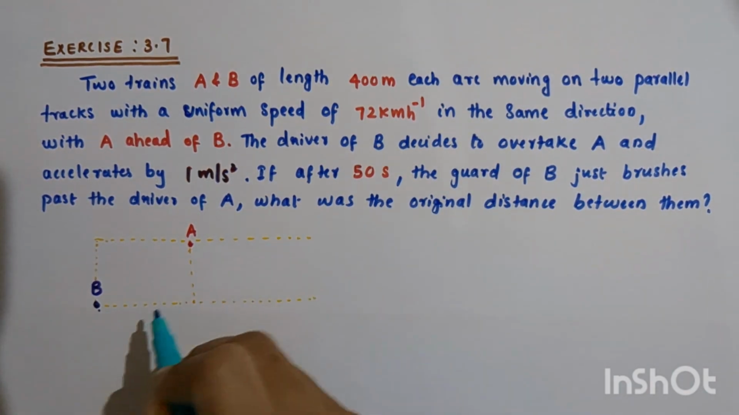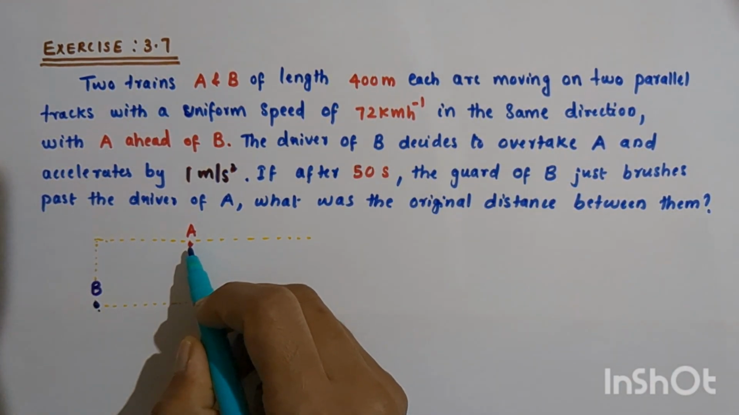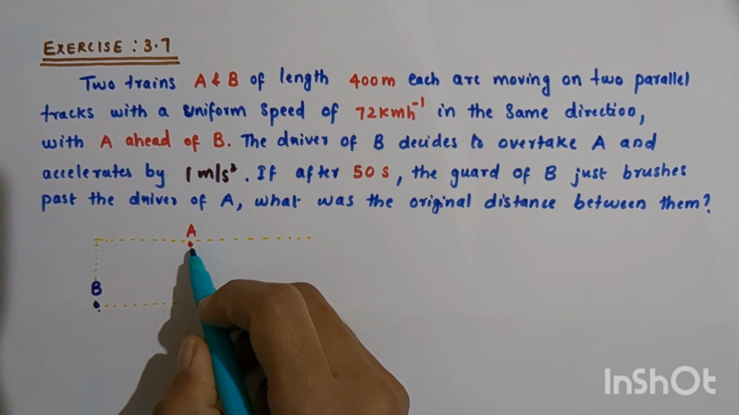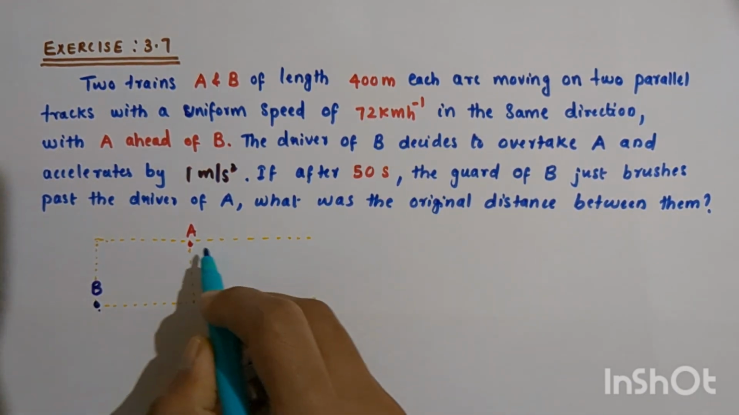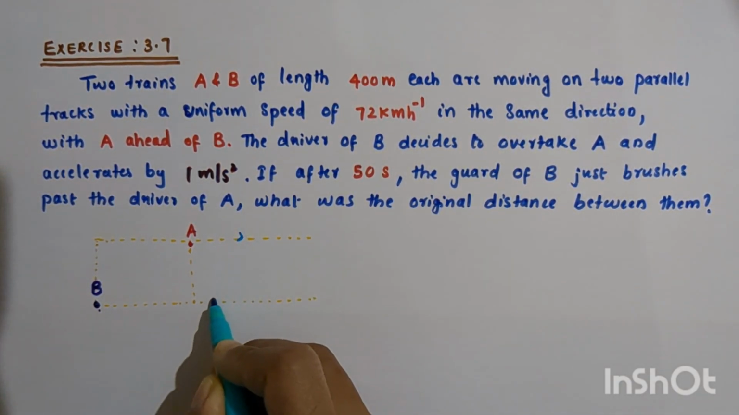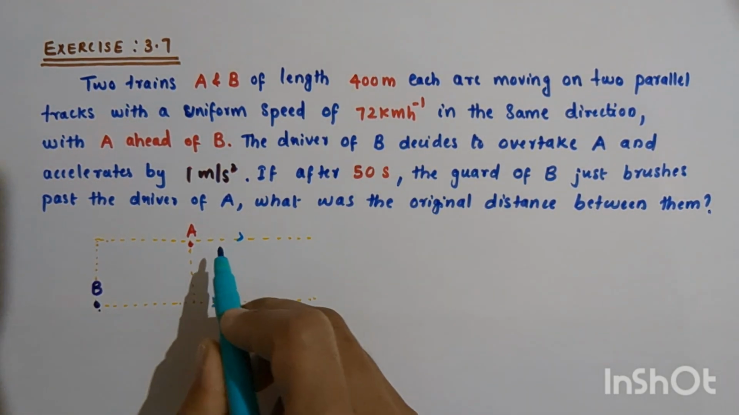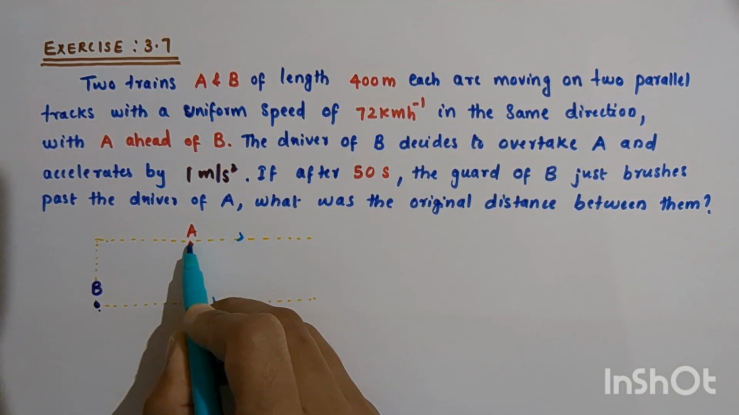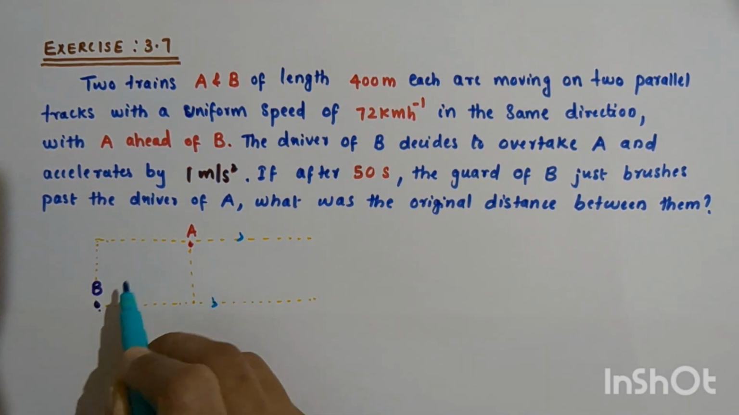Okay, so there are two parallel railway tracks. A is moving with a speed of 72 km/h raised to -1. B is also moving with the same speed along the same direction. Let both be moving to the right, with A ahead of B. That is, B is actually behind A.